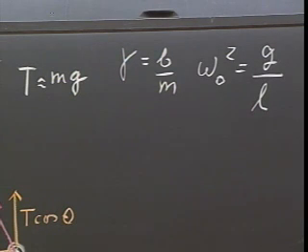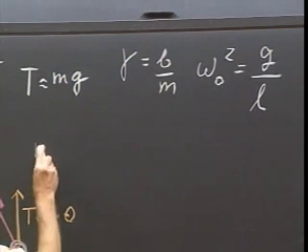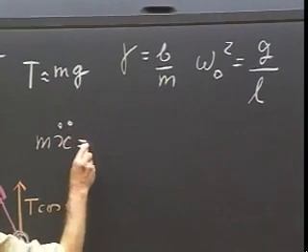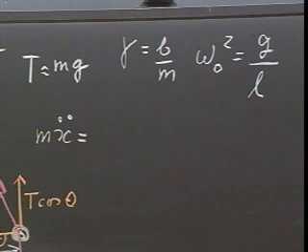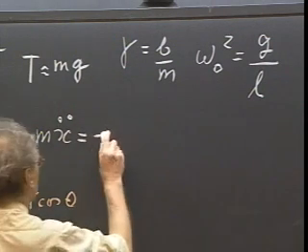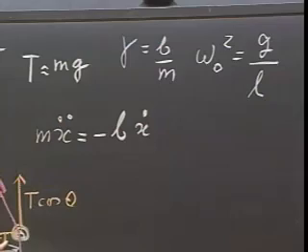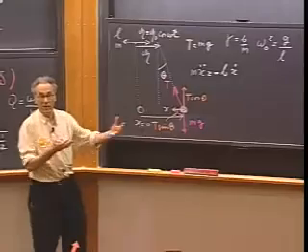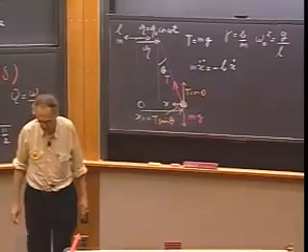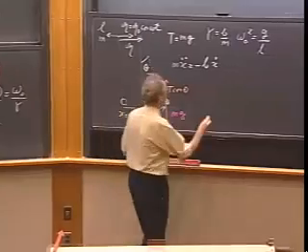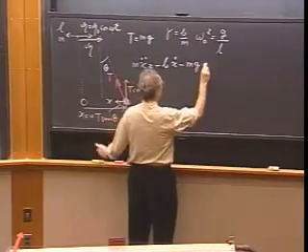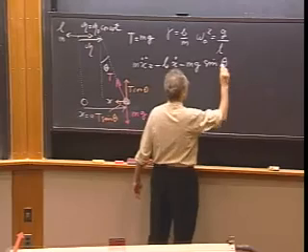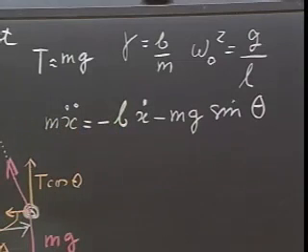So now I'm going to write down Newton's second law. I get m x double dot equals minus b x dot, that is the damping. And now comes this force, which is the only one that wants to drive it back to equilibrium. That's the restoring force. If you accept my T being mg, that is mg times the sine of theta. That's the differential equation that I now have to solve.